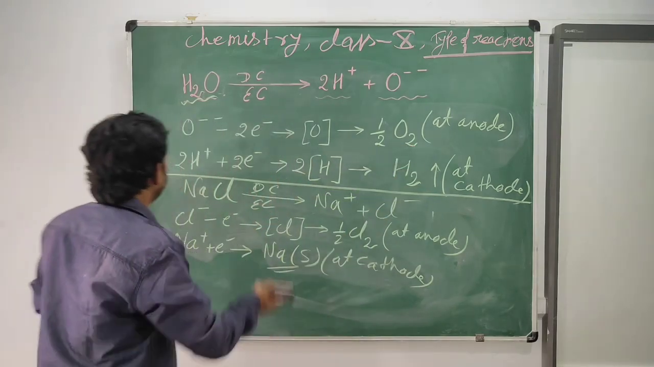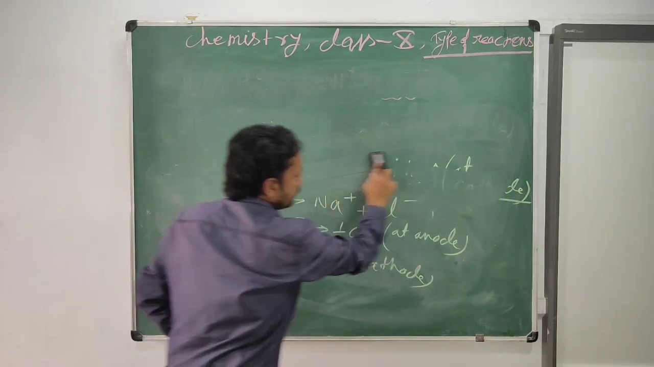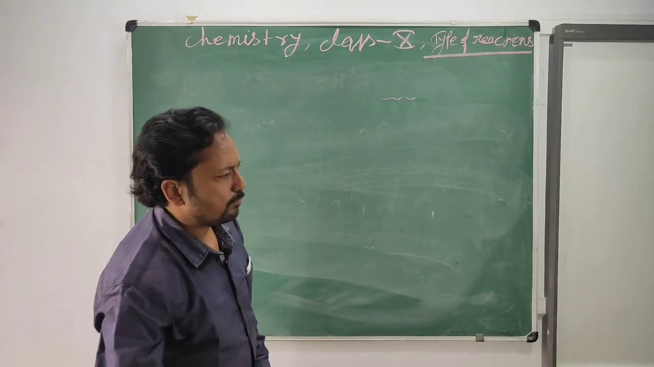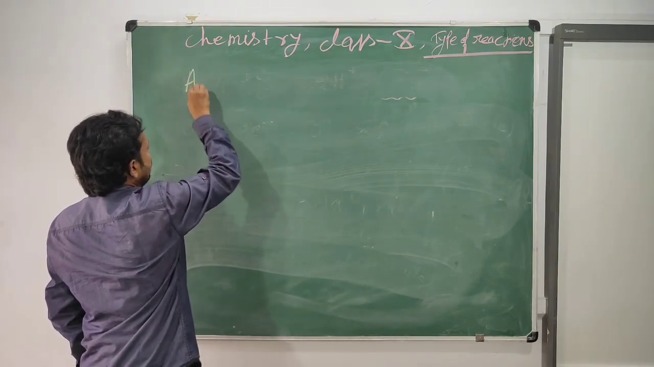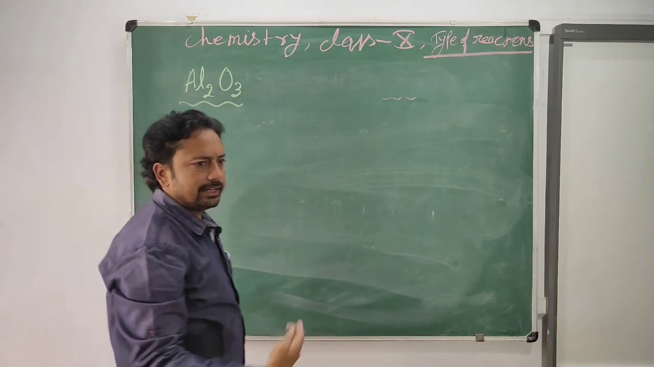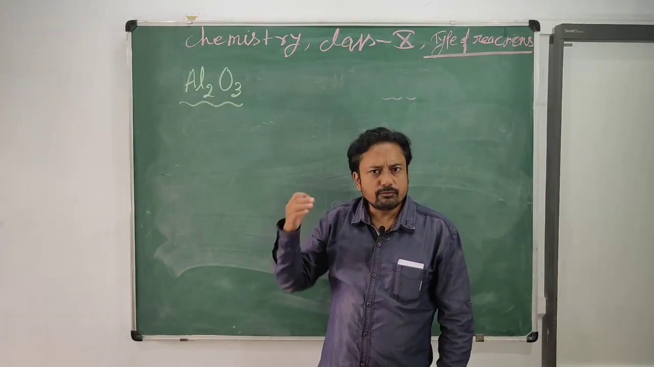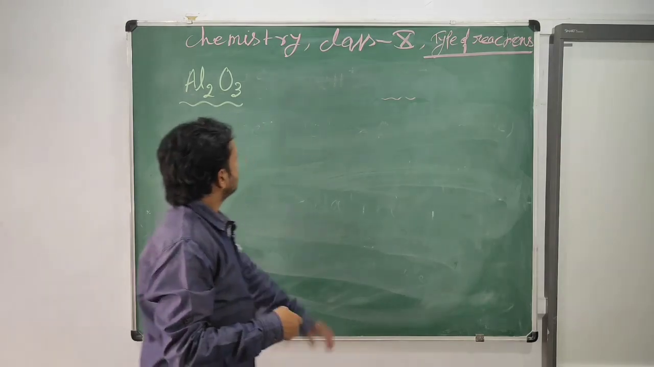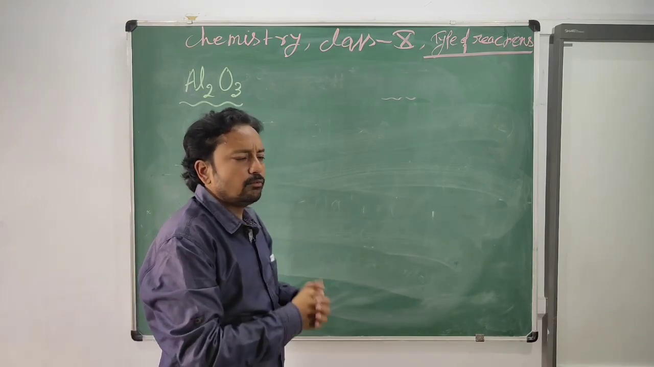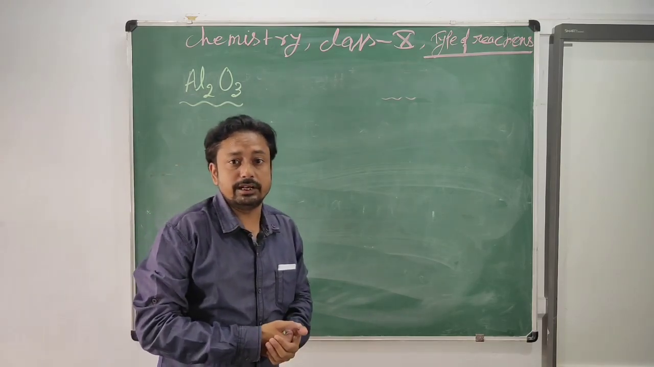Now other examples of electrical decompositions are electrolysis of alumina. In electrolysis of alumina it means Al2O3. All of you know that Al2O3 is one covalent compound. So their conductivity is very less. It means it is completely one insulator. It can't flow electric current. So it is a bad conductor or insulator.